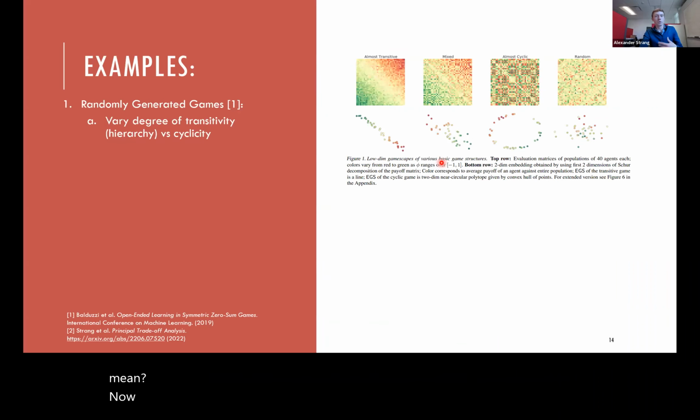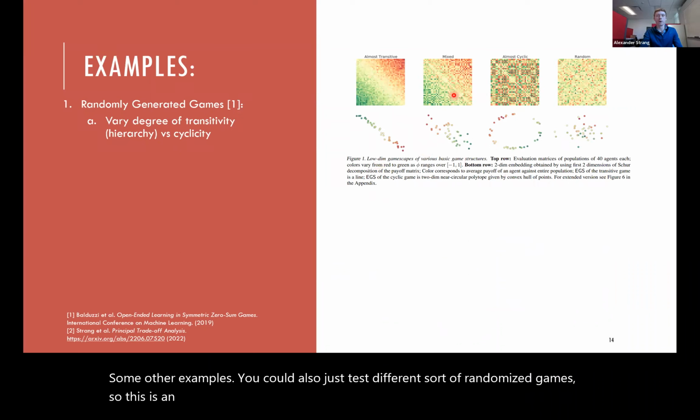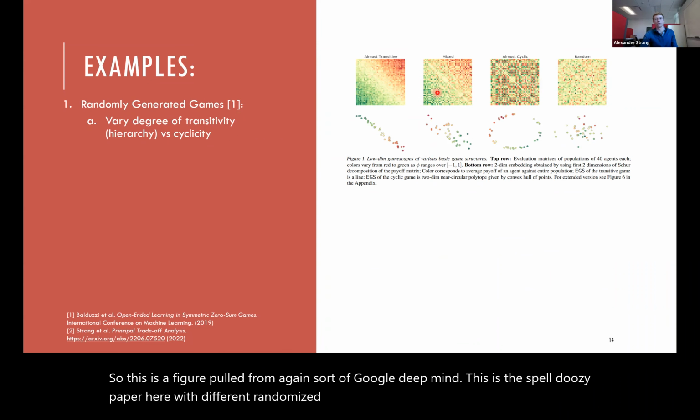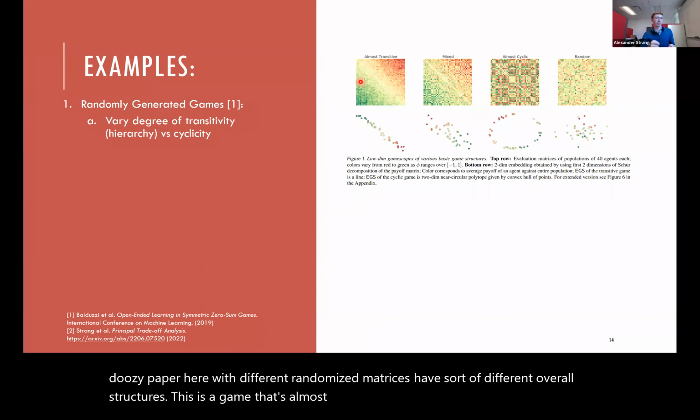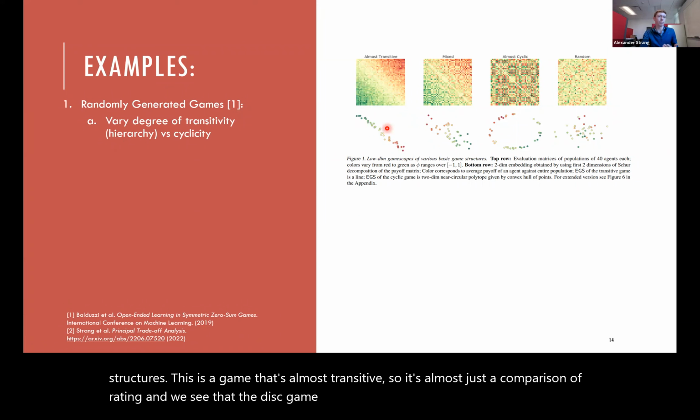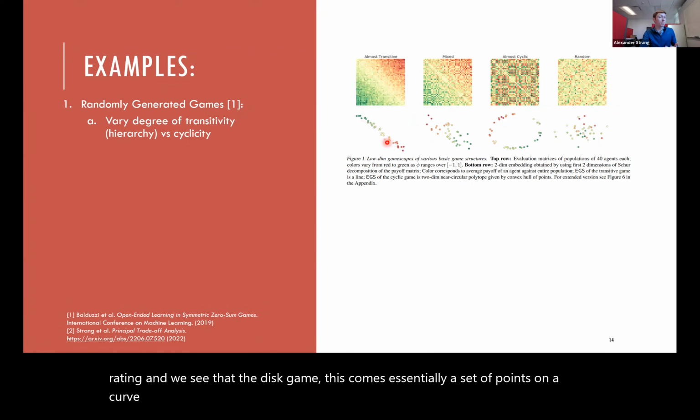Now, some other examples, you could also just test different sorts of randomized games. This is a figure pulled from, again, Google DeepMind. This is the Spalduzzi paper here, with different randomized matrices that have different overall structures. This is a game that's almost transitive, so it's almost just a comparison of rating. And we see that the disk game becomes essentially a set of points on a curve or a line. We'll be able to prove that this is necessarily true if a game is transitive.